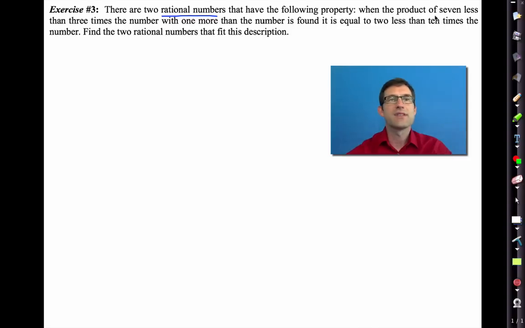When the product of 7 less than 3 times the number with 1 more than the number is found, it is equal to 2 less than 10 times the number. Find the two rational numbers that fit this description.